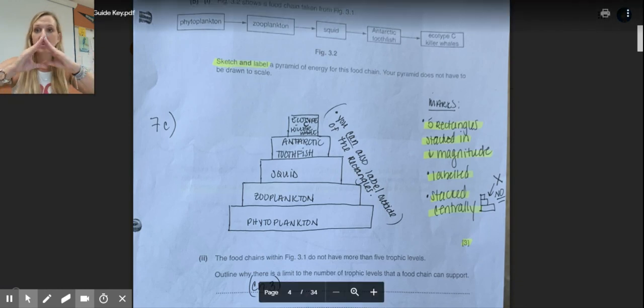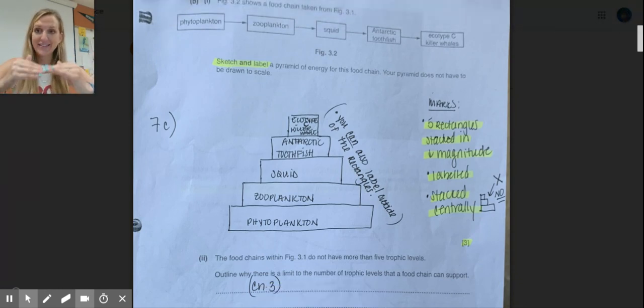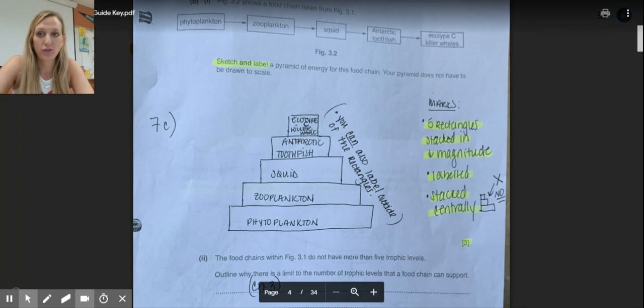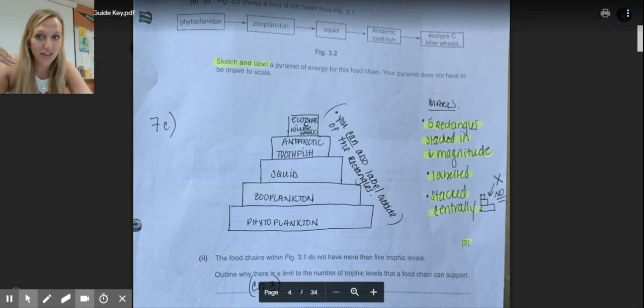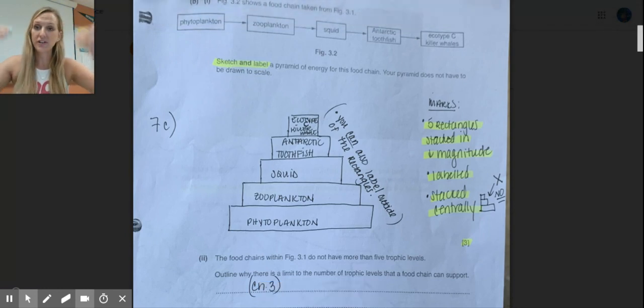They don't look like a pyramid. That's not what it is. It is like stacked rectangles. So the 3 marks, that you need to have 5 stacked with decreasing magnitude, so they get smaller as you move up. Your biggest energy source has to be the phytoplankton because they're supporting everything above it. Nothing can have more than that.